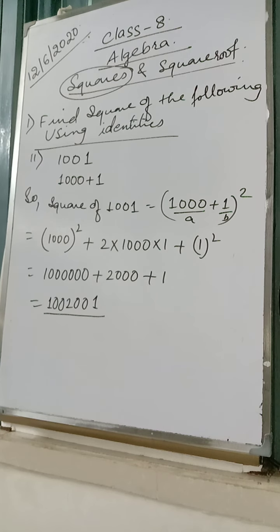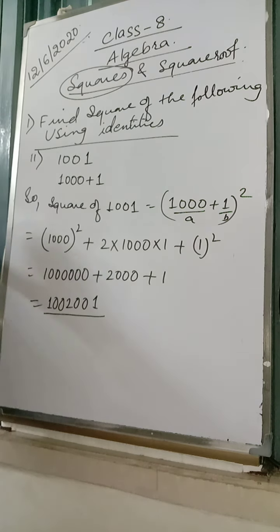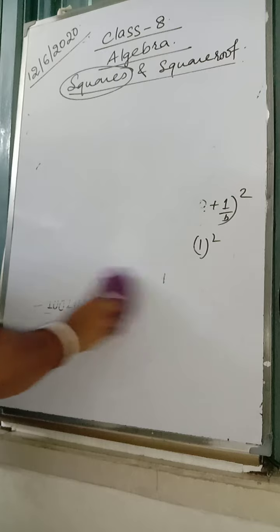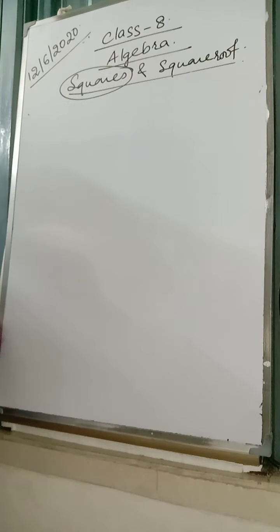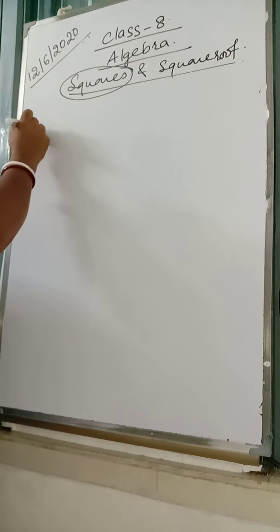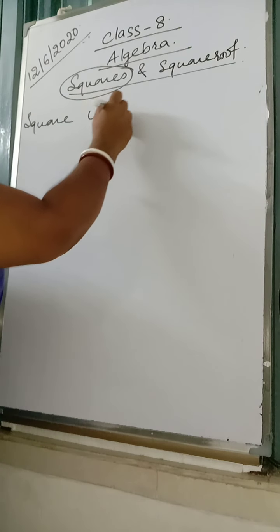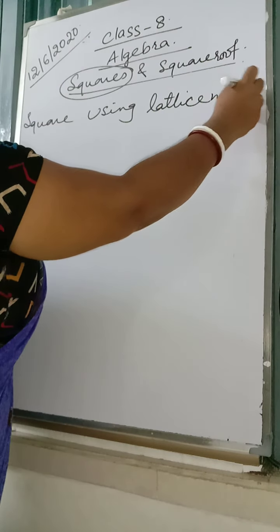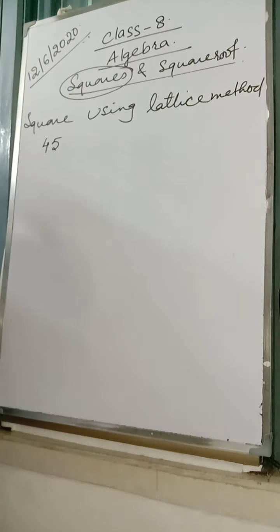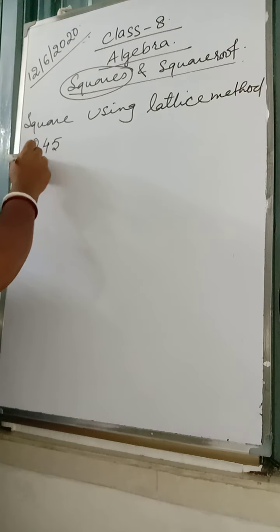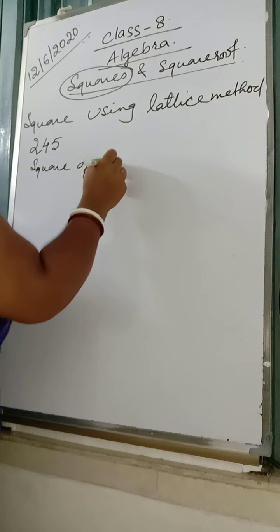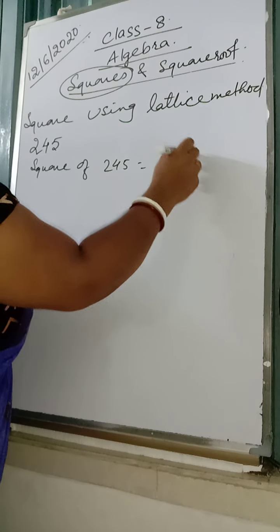Second is lattice method. Now in this lattice method, find the square of a number using lattice method. Just example 45 square or 245 square. So what we are going to write? Square of 245 is equal to 245 whole square.